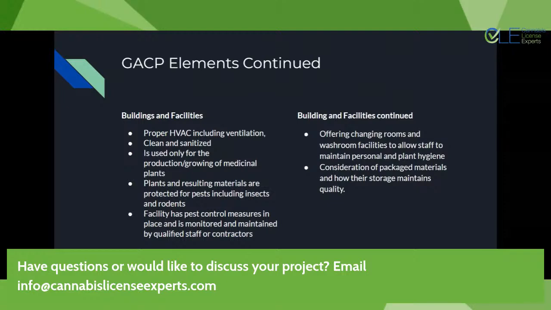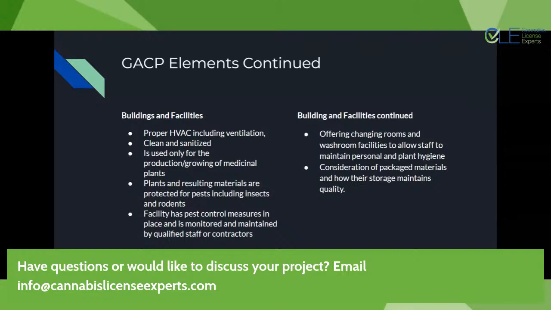Then we have our buildings and facilities. Number one, proper HVAC. Make sure you have that ventilation in there. Then we want to clean and sanitize the space. You want to ensure that that space is only used for production and growing of medicinal plants and the resulting materials, so your oils and whatnot, buds, cured, whatever those things may be. They need to be protected from pests, including insects and rodents. Facilities need pest control measures in place, making sure that they are monitored, maintained, and documented, and ensuring that the staff responsible for these activities are properly qualified and trained. And again, you have the documentation to prove that.